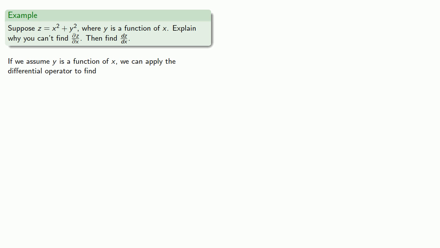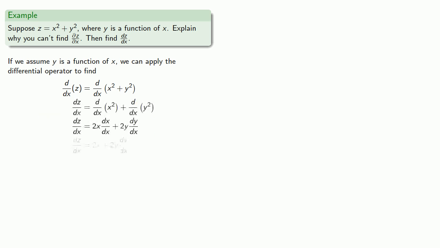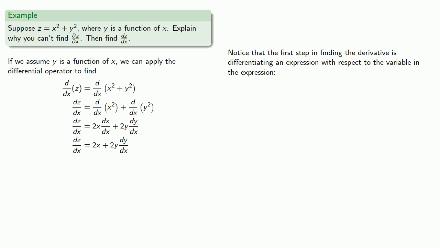If we assume y is a function of x, we can apply the differential operator to find dz dx. And at this point, it's worth noticing that the first step in finding the derivative is differentiating an expression with respect to the variable in the expression. So we had to find the derivative of x squared with respect to x, but we also found the derivative of y squared with respect to y. That gave us the 2y.